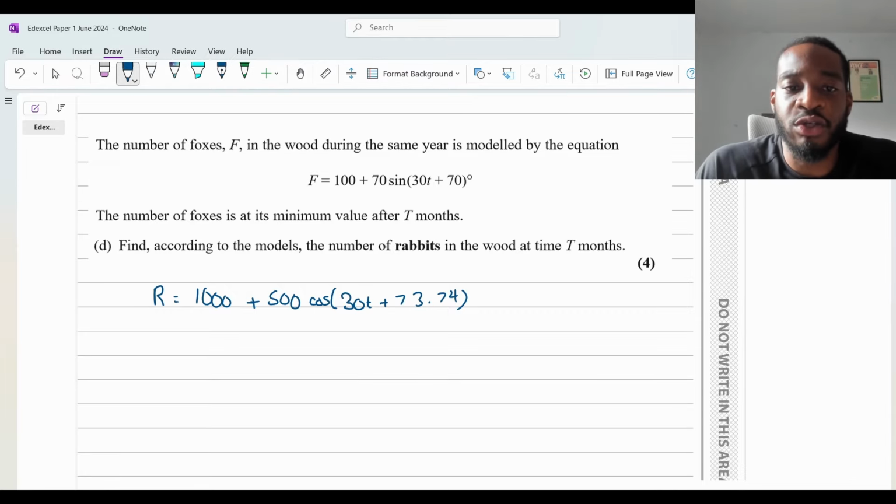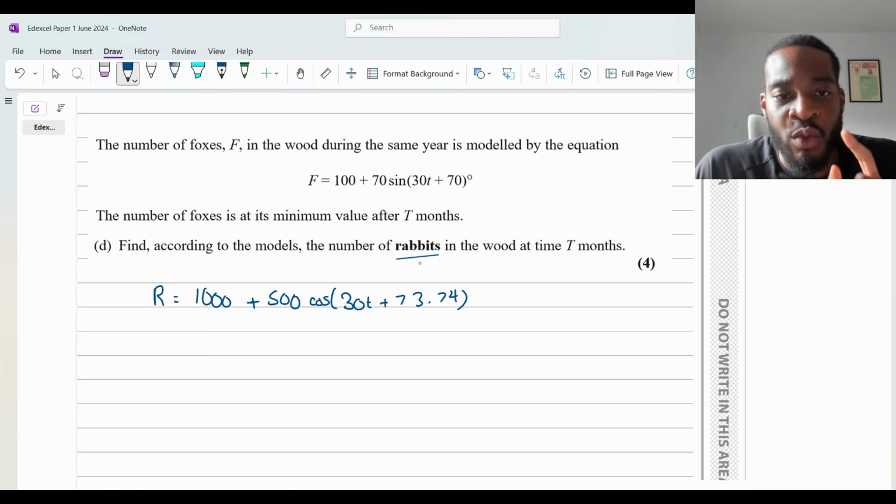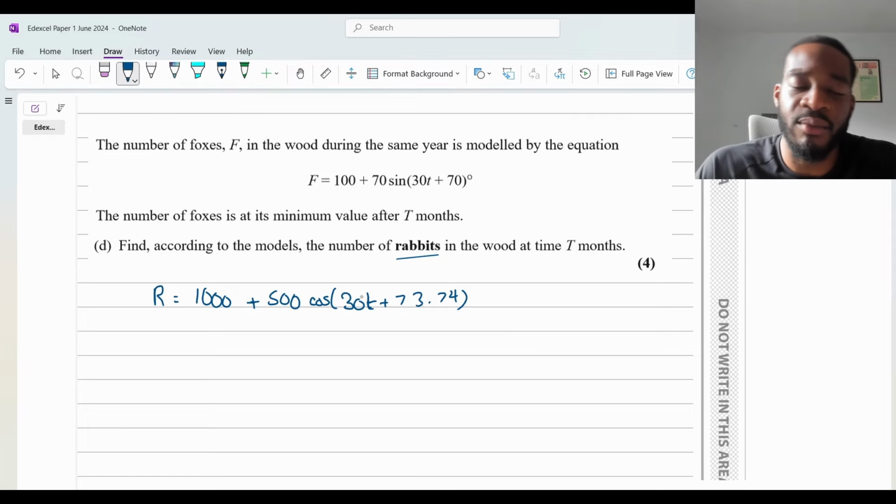Now, they've introduced another model here for foxes F. However, the question is asking you for the number of rabbits, right? So that means we definitely need our model for R, which is why I've put that there. Now, we need a number of rabbits. We need a value of R. We get values of R for corresponding values of T. So I need a value of T that I'm going to plug into this formula that will give me the number of rabbits at a certain time. Where do I get that value of T from? I'm going to get that from my model for the foxes.